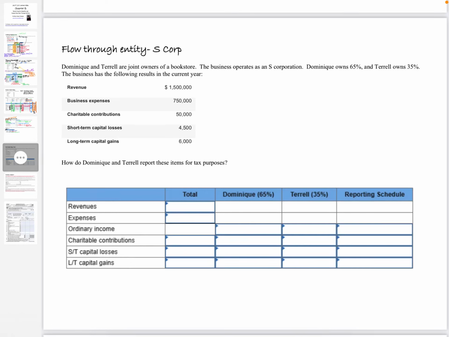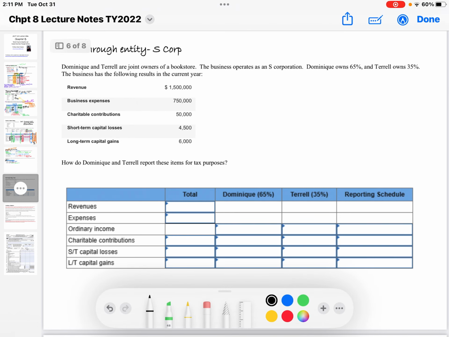Okay, in this example, our entity type is an S corporation, which is truly the tax code name. It's an S corp, not a C corp. And we can select how we want to tax it. In this case, they decided to do an S corp, and they are going to have it be a flow through, or like I said before, we also call this pass through.